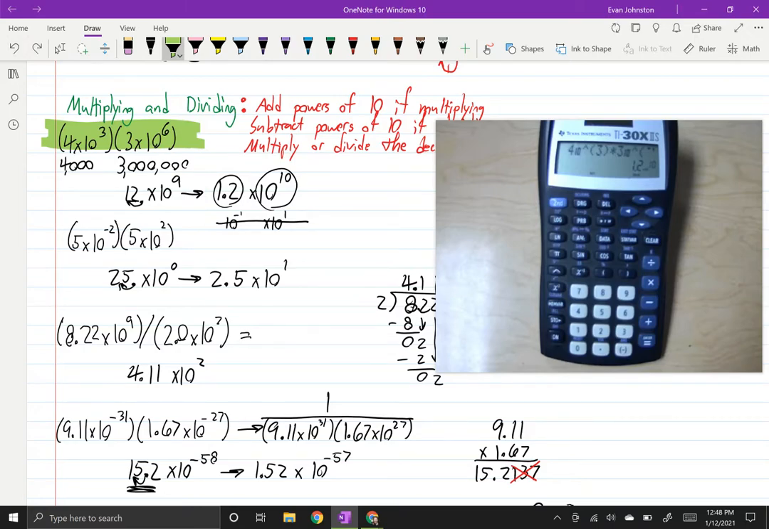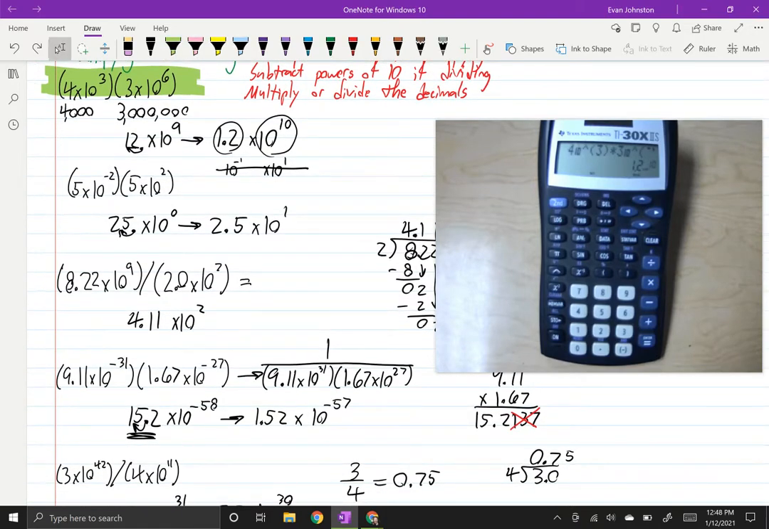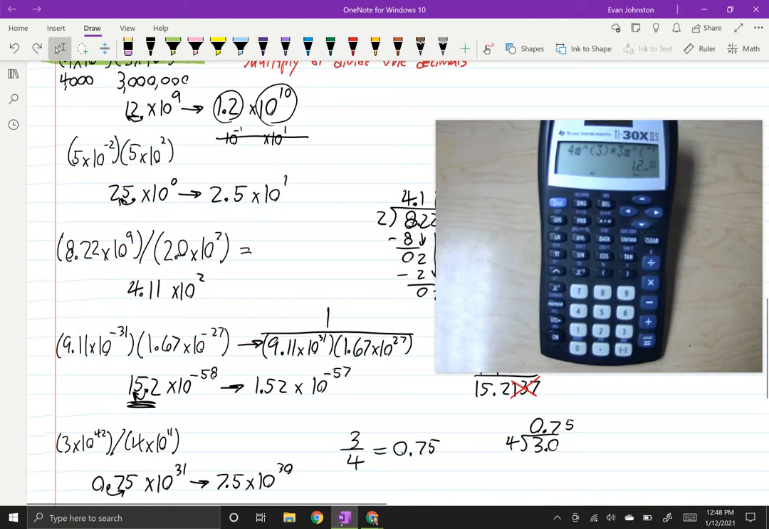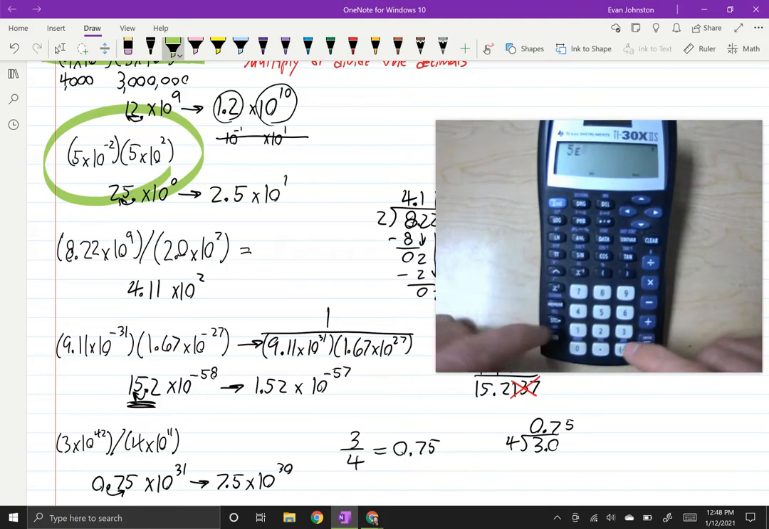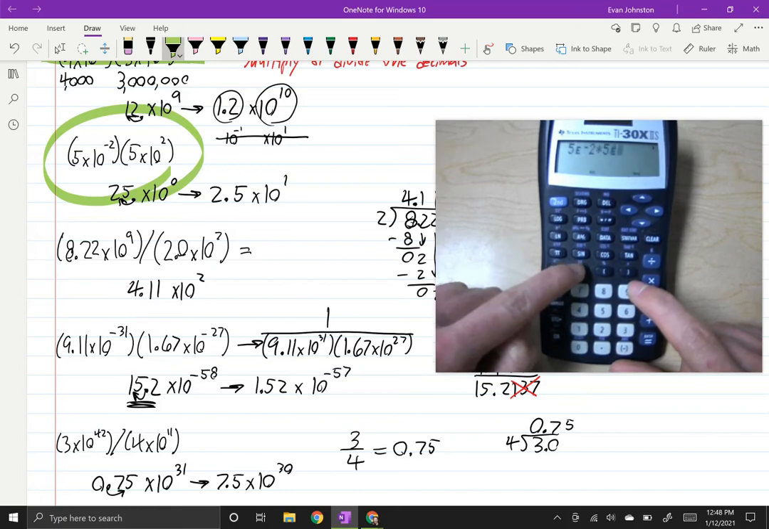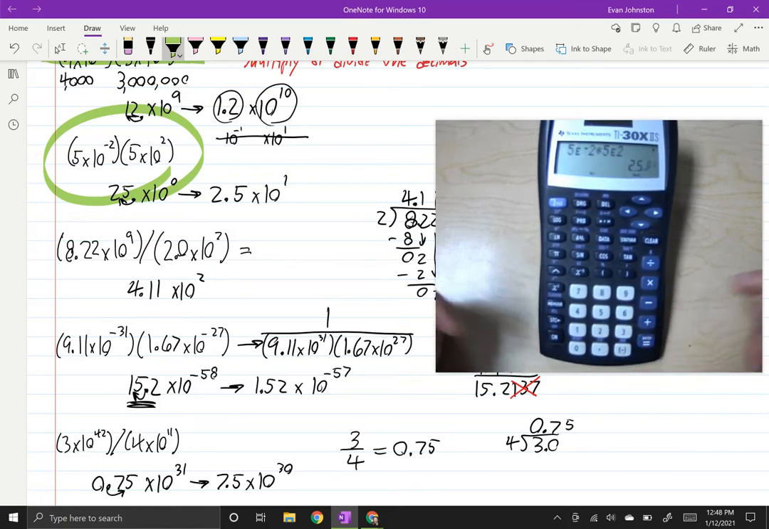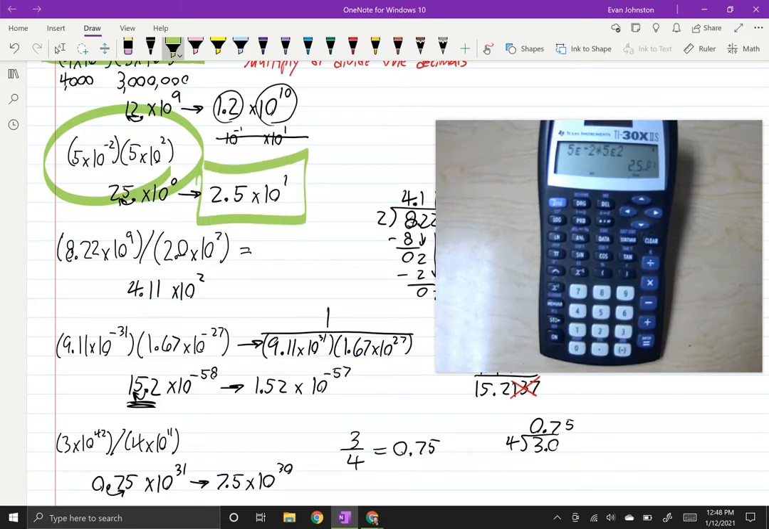Okay? And let's look also at this guy. 5 times 10 to the negative 2. 5 second e, so times 10 to the negative 2 times 5 times 10 to the 2, and we get 20 or 2.5 times 10 to the 1st, which is the same thing as just 25. So it still works. It comes out pretty clean, pretty easy.